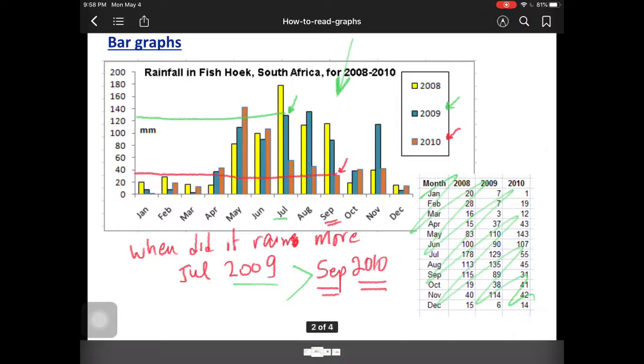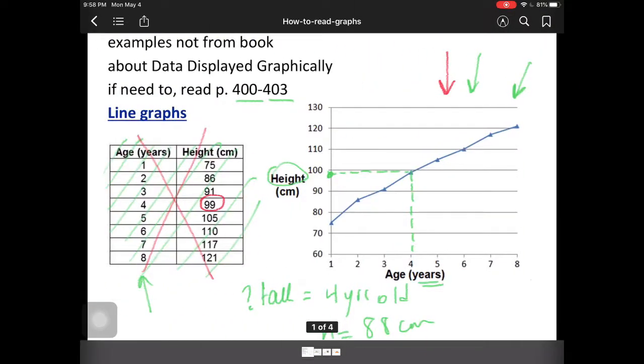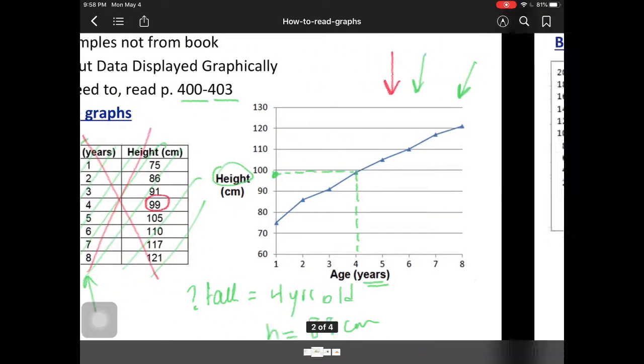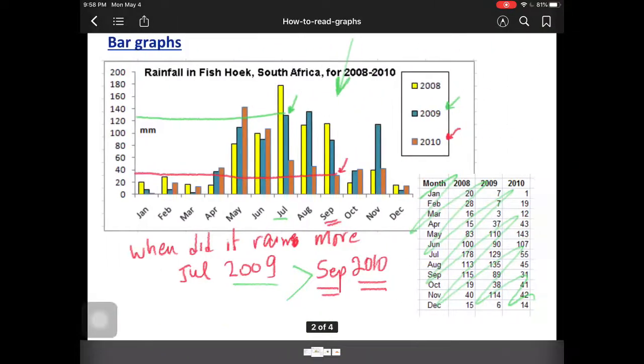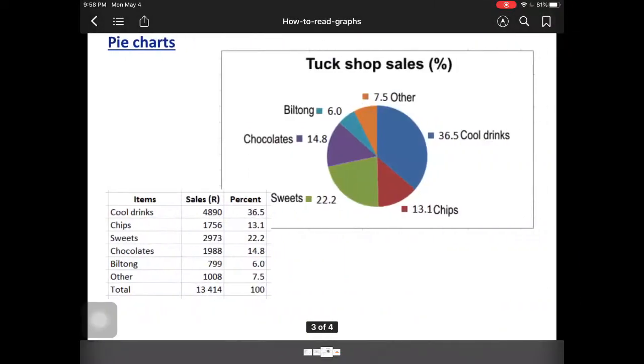So the example that we saw a while ago is called a line graph. The graph is a line graph, whereas the graph that we see here is a bar graph. Another kind of graph is called a pie chart.